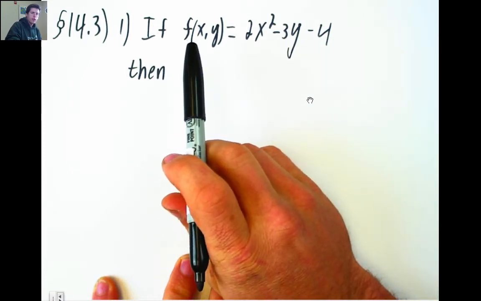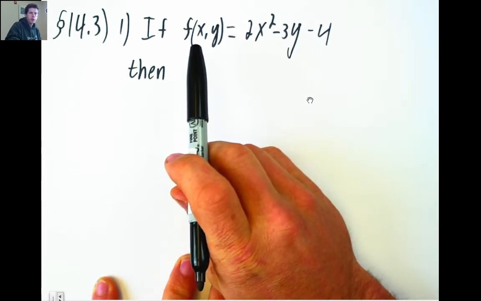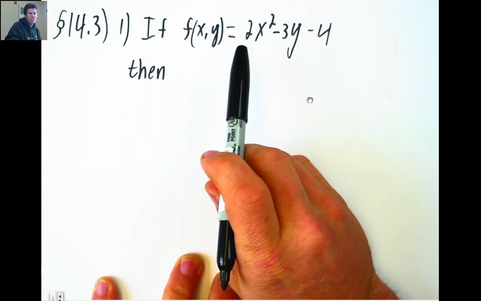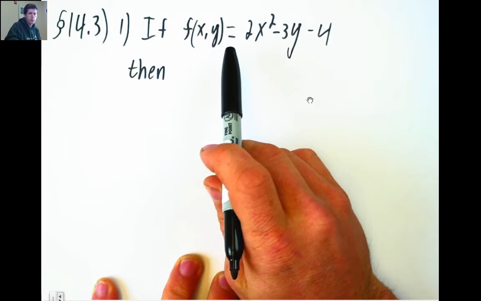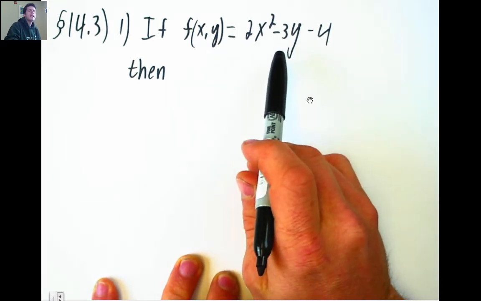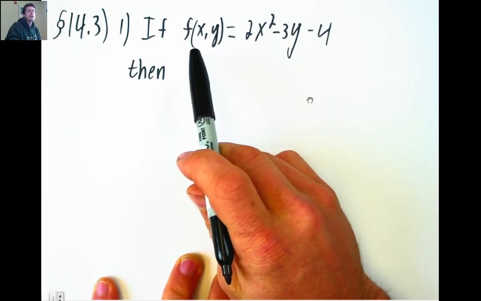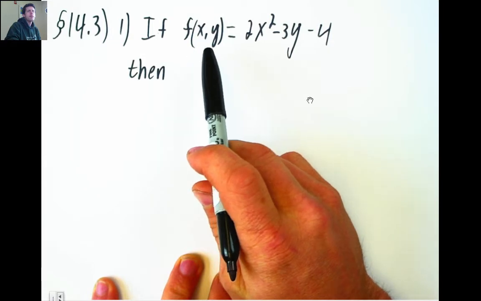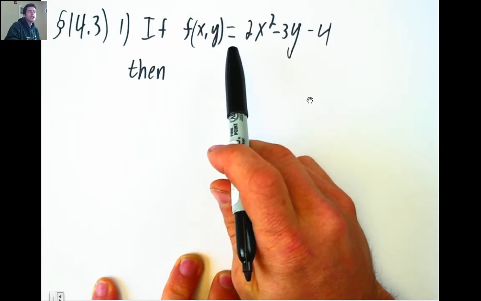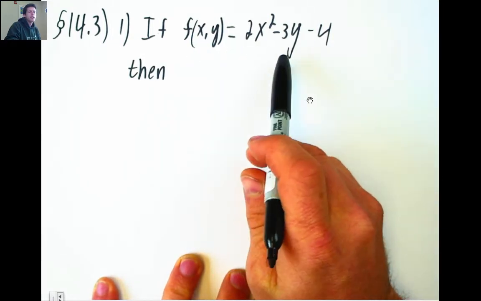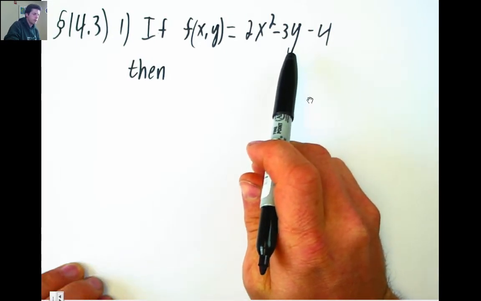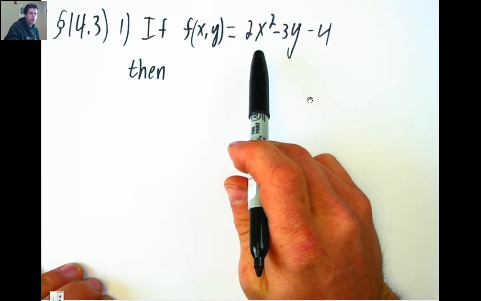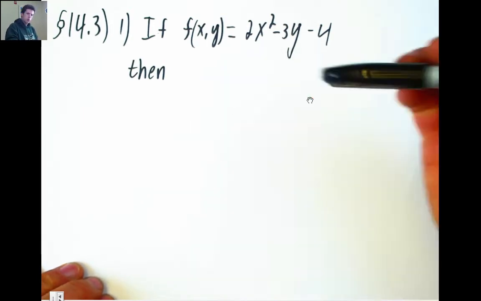14.3 number 1, I am told to find the partial derivative with respect to x of this function of two variables and the partial derivative with respect to y of these two variables. So, to give context, I've said if f of xy is equal to this, that is a specification of the rule of correspondence for f, right? It's an algebraic specification of the rule of correspondence.